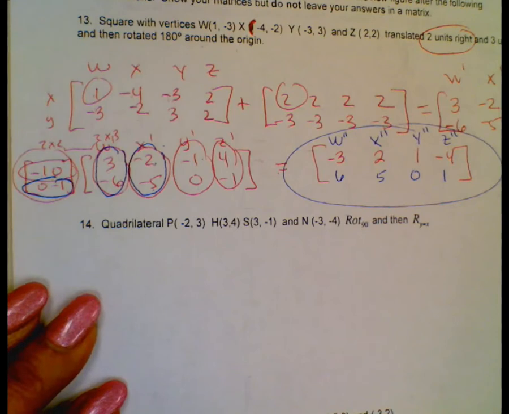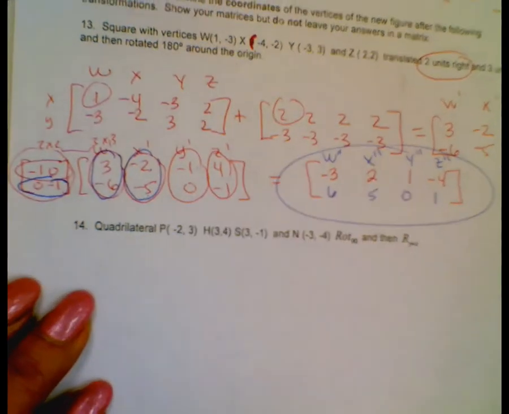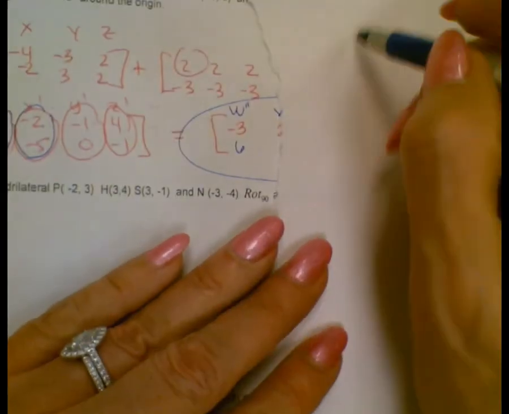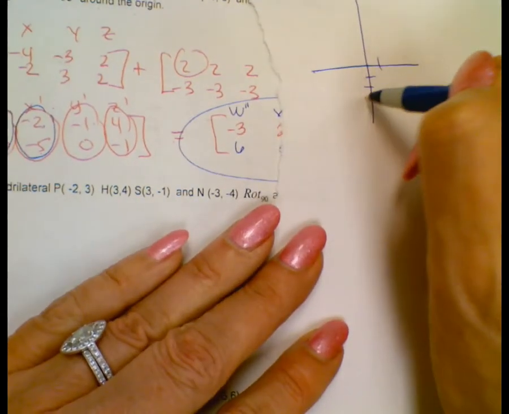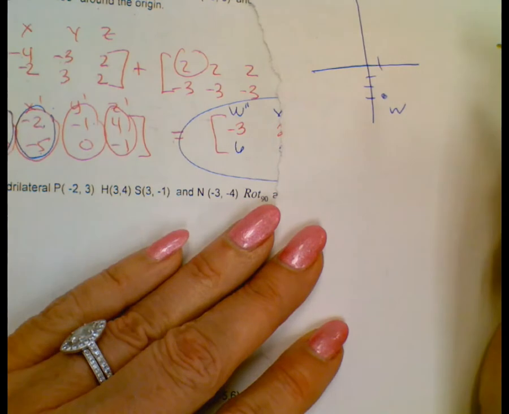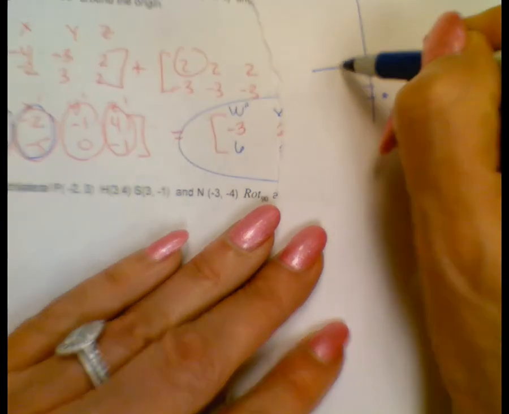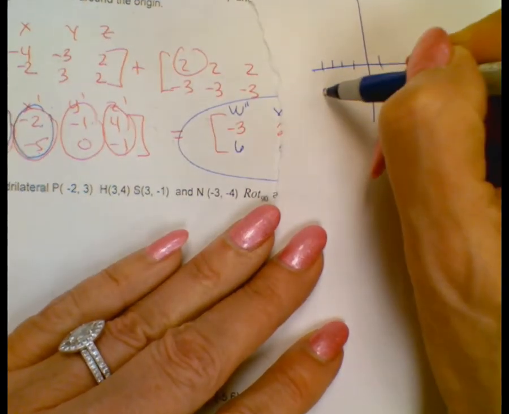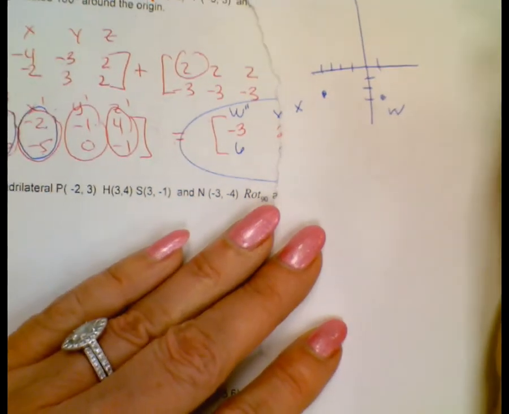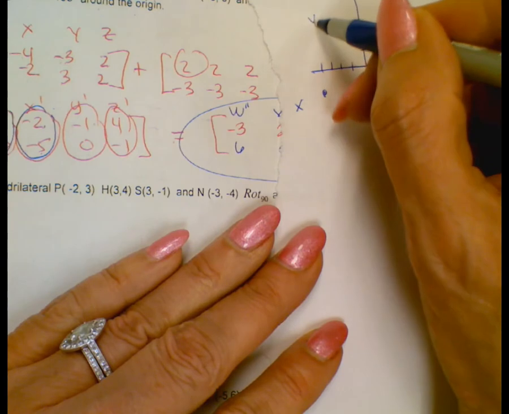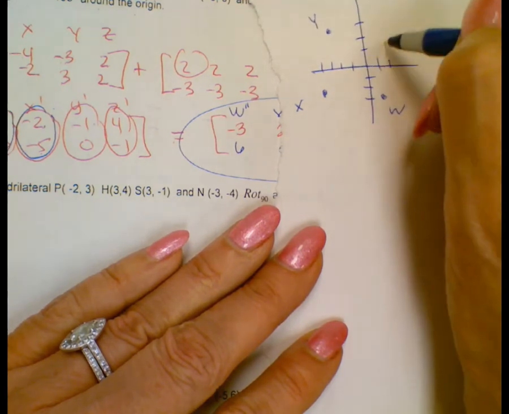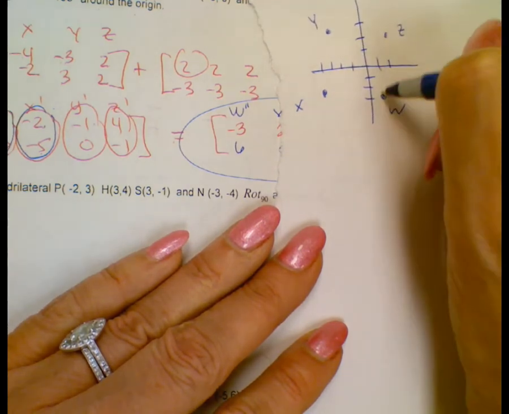Now for fun, wouldn't you like to see what this would look like if I graphed it? I know you guys are like, can we just finish this graph? But let me just see. The first ordered pair given was 1, -3. That's W. And then the next one was -4, -2. That's X. Y was -3, 3. That's Y. And Z is 2, 2. You get Z.